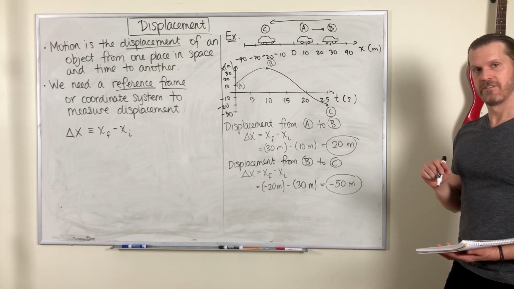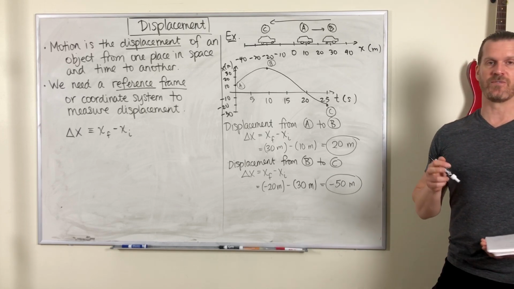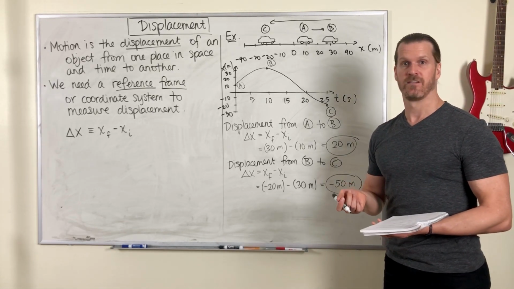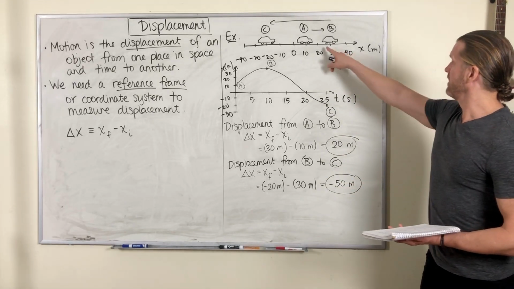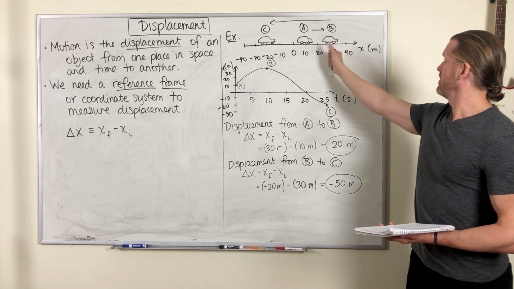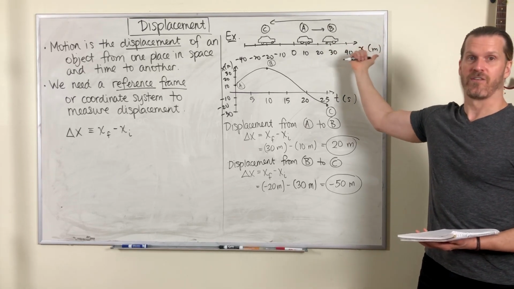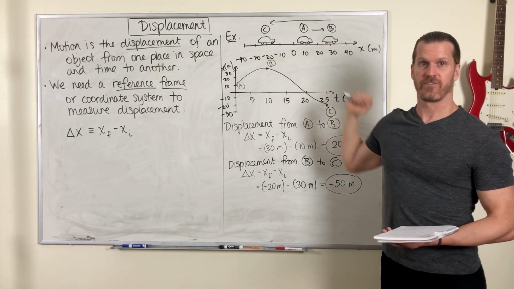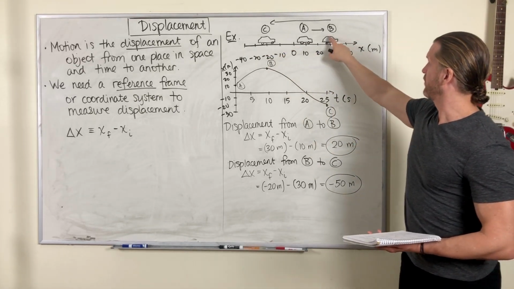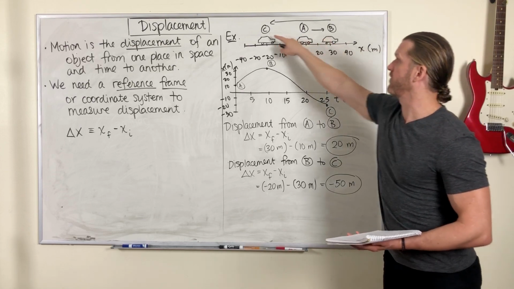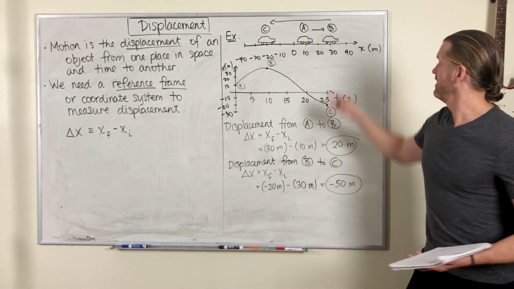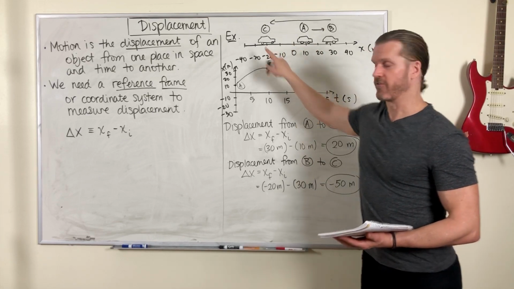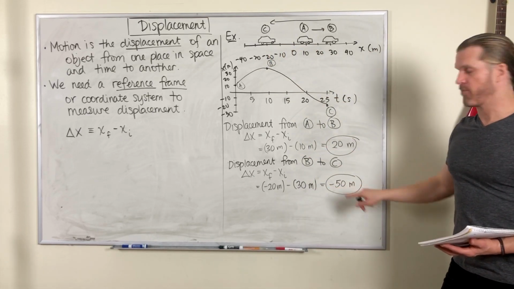It's telling you that the car moved in the negative direction with respect to this coordinate system that we drew. In this coordinate system, we said that to the right was positive, which means that to the left is negative. And certainly when the car goes from B to C, it's moving to the left, and it's moving a distance of 50 meters. So that's how you interpret this answer.